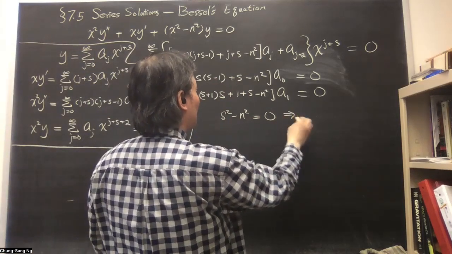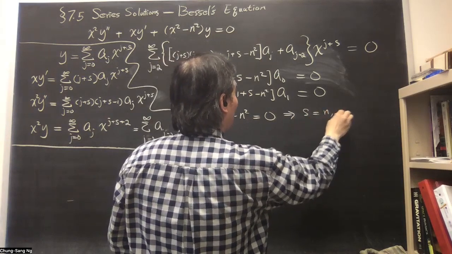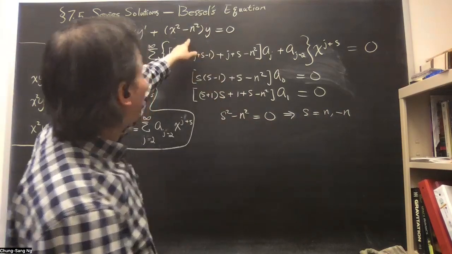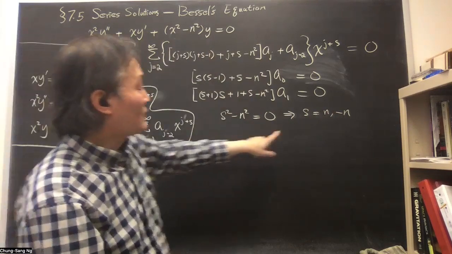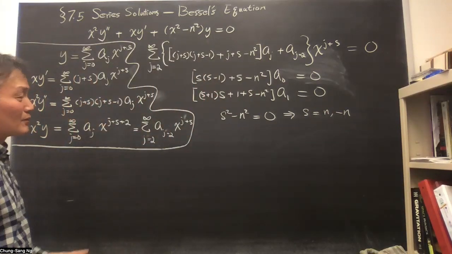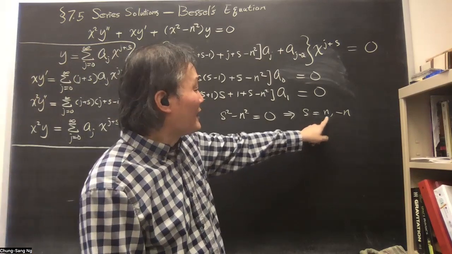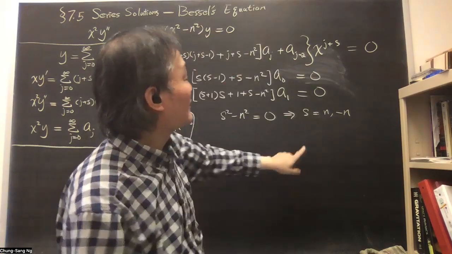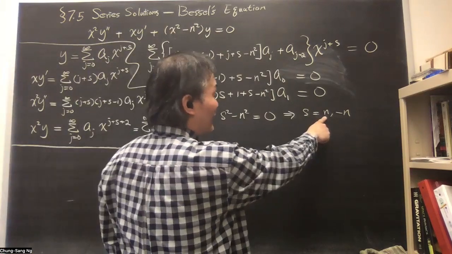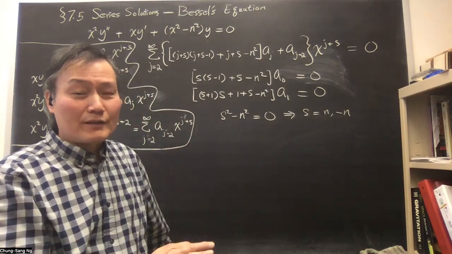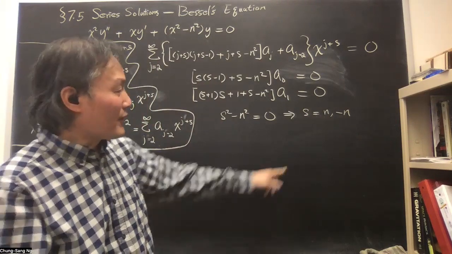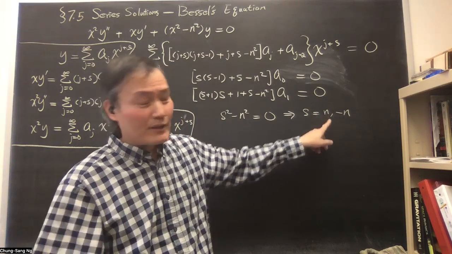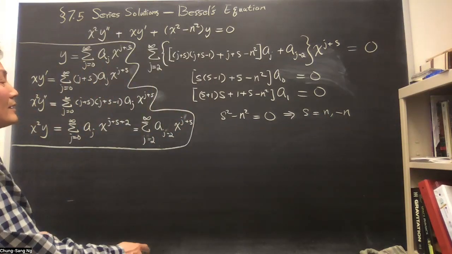So the solution is quite trivial. So s is n or minus n. Okay, because it's squared. Because in the equation only n squared appears, these two, you can say whatever it is, which doesn't matter, because you can always choose n to be positive or negative, because only n squared is appearing here. So you can work out just one of them, and then the other solution is just letting n become negative. So first assume n is positive, and then the second solution would be setting n to be negative. So it's just the same.